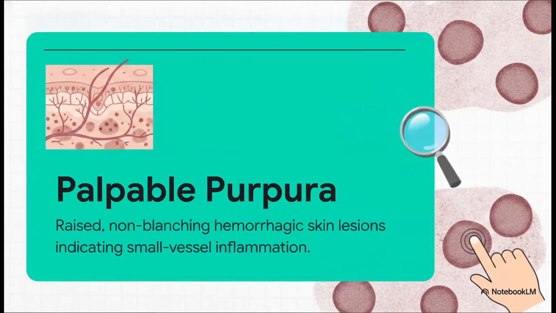Now, your absolute highest yield clinical anchor here is palpable purpura. This is your red flag that inflammation has actually breached those small vessels, allowing erythrocytes to extravasate right into the surrounding tissue. And because this blood is physically outside the vessels, the lesions won't blanch when you apply pressure. That's exactly how you establish small vessel involvement.